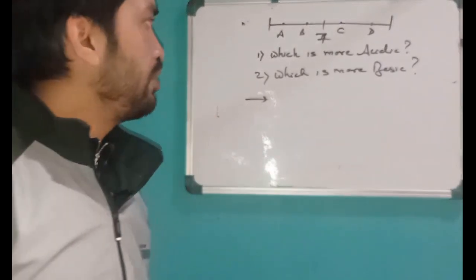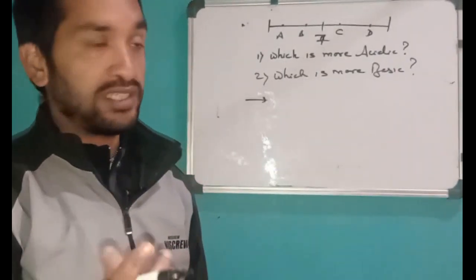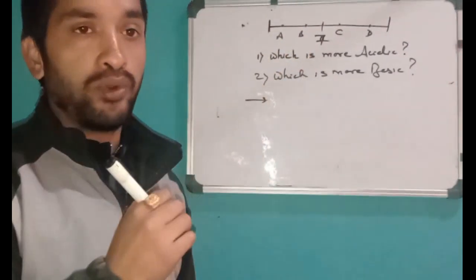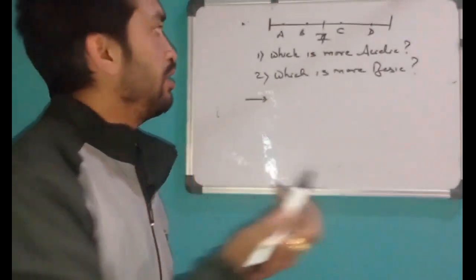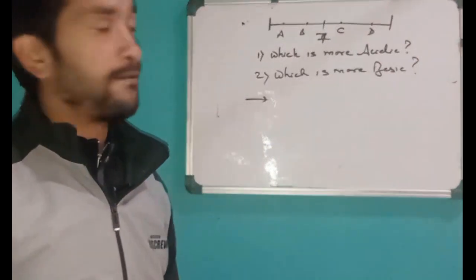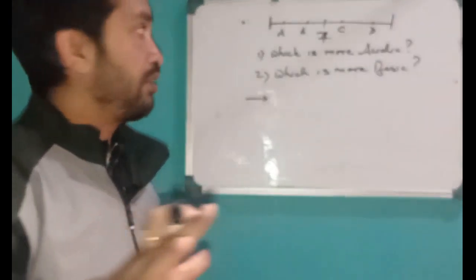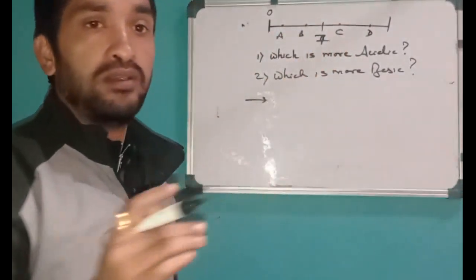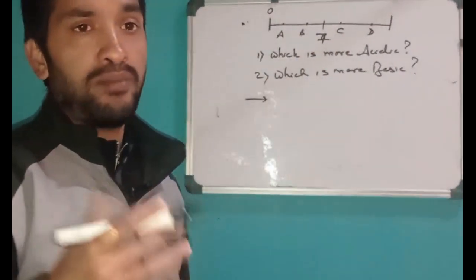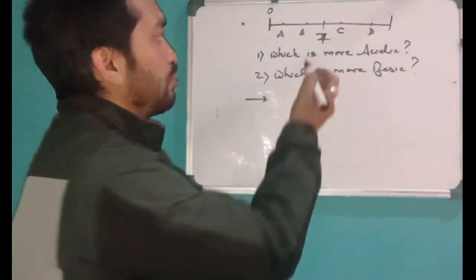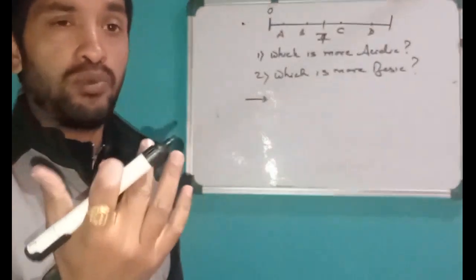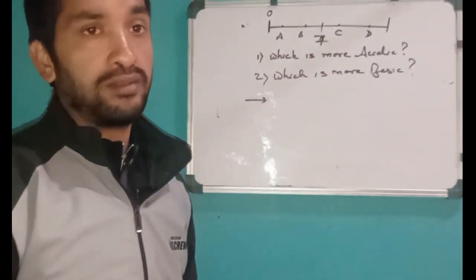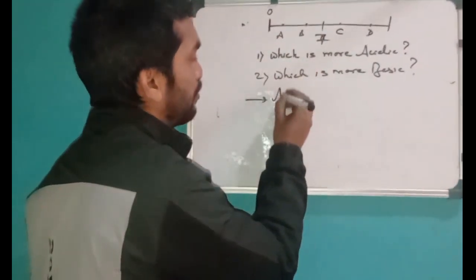Now I'm solving. See question number 1: which is more acidic? As I told you, you have to look for the extreme point or the starting point. So nearer to the starting point is A. Because I'm checking the acidic part, I will only look at the range from 0 to 7. I'm interested in the range 0 to 7. Why? Because I'm talking about acid right now. But in that also I have to check which is nearer to the starting point. So to the starting point, A is there. Okay, so the answer will be A.